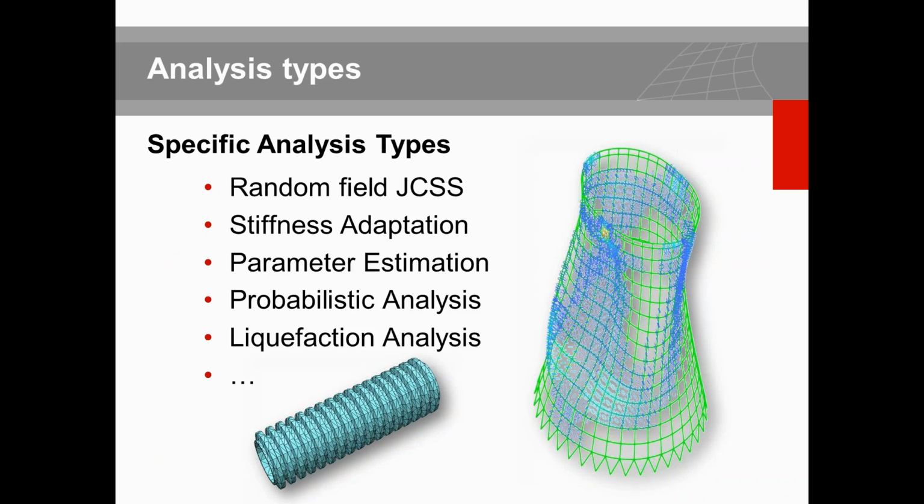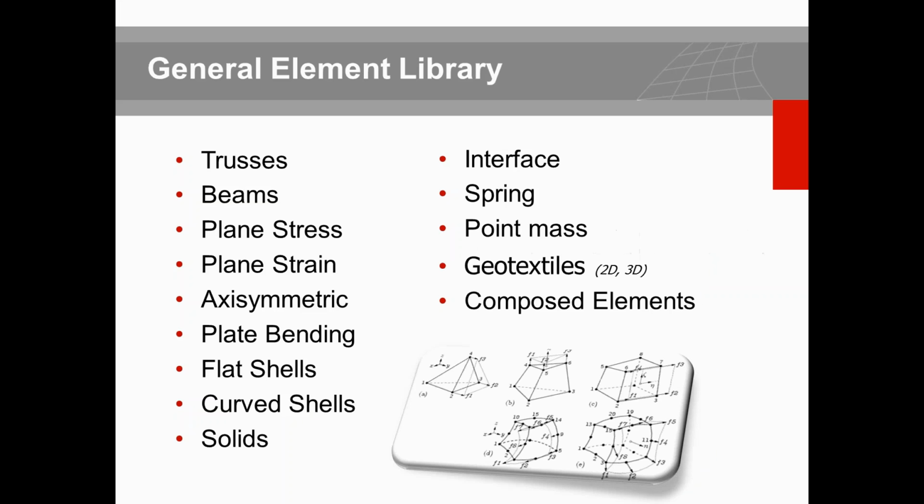Besides those conventional types of analysis, we do have additional features like random field analysis. I will talk about that. This is a very useful model to introduce heterogeneity in the model. Stiffness adaptation, as I mentioned, predicts the failure and post-failure of your model without entering into nonlinear analysis. We also have parameter estimation, probabilistic analysis, and indeed liquefaction analysis.